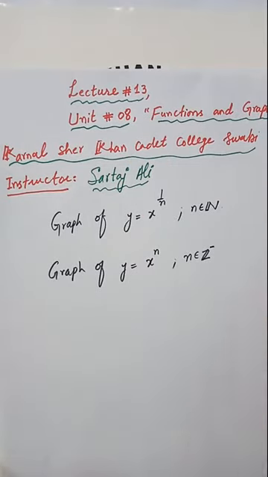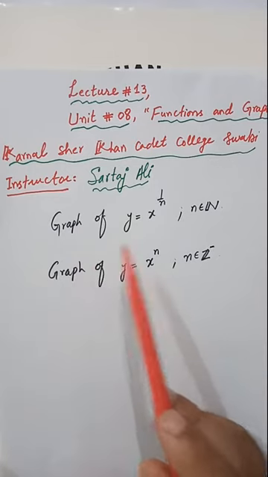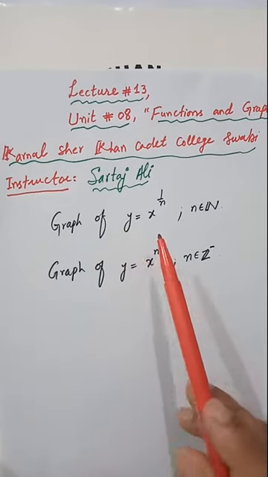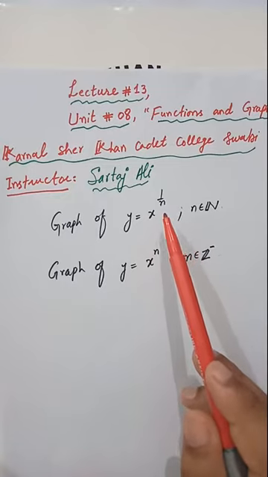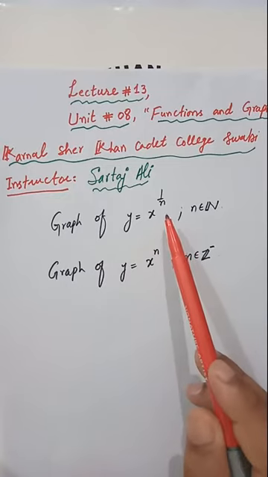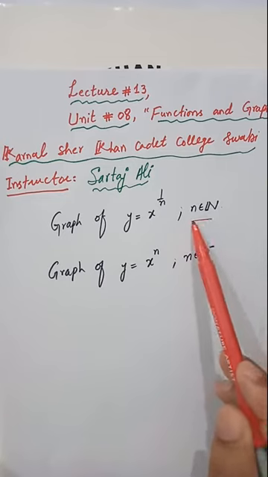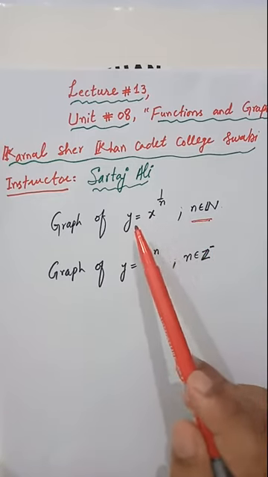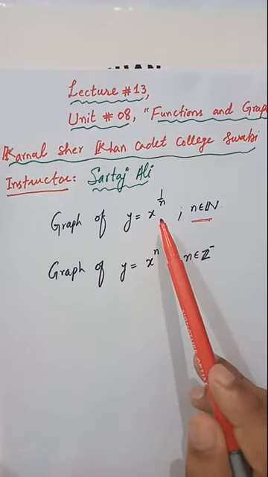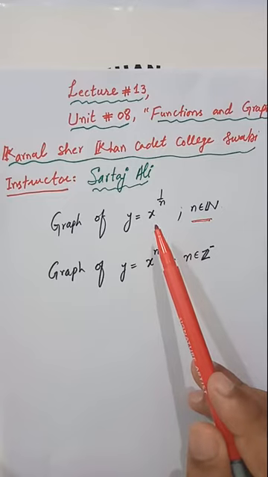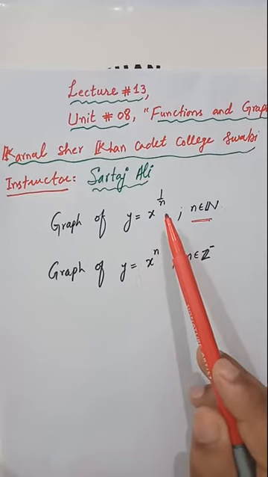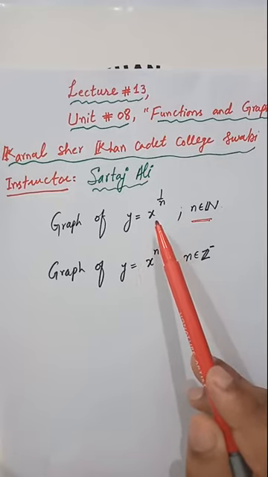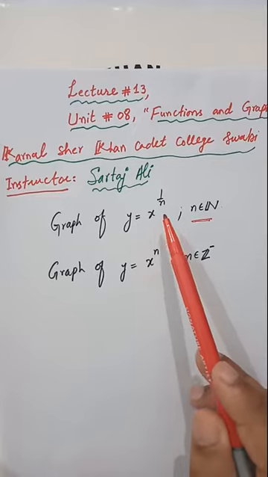In this video lecture, we will discuss the graph of a function in the form y equals x to the power 1/n, where n is from the set of natural numbers. When n equals 1, it becomes y equals x, the identity function, a linear function. It is homogeneous, passes through the origin, and its graph is a straight line. When n equals 2, it becomes the square root function. Then n equals 3 and so on.